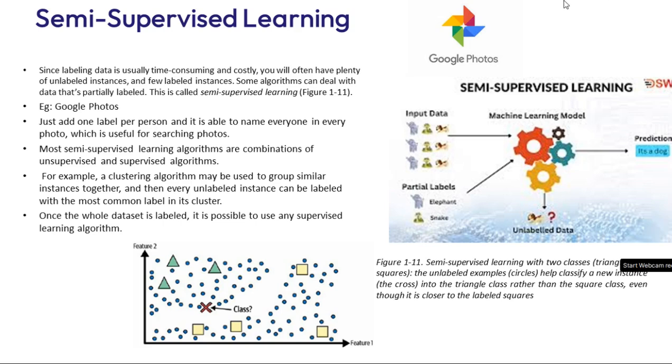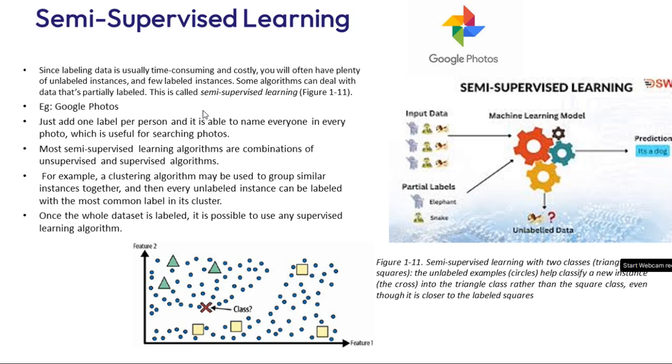Since in this case you can have labeled data as well as unlabeled data. A very good example of semi-supervised learning is Google Photos, where you just add one label to a person and it is able to automatically name that person in every photo. Of course, sometimes there can be mistakes where a person may look similar, then it may name it wrongly, but that's very rare, right? So Google Photos is a very good example of semi-supervised learning.